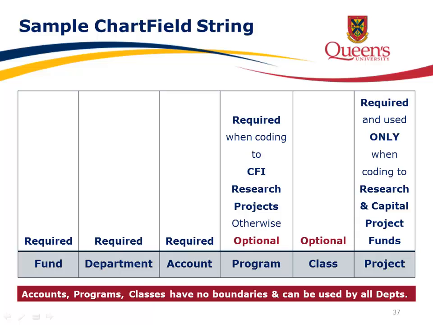In this case, the ChartField string must include the valid fund, department, account, and project ID at the very least. The program ID is an optional ChartField, except when coding a transaction applicable to a CFI research project, in which case the program ID is a required ChartField. The ChartField string for CFI project activity must always include the valid fund, department, account, project, and program ID at the very least. The class ID is an optional ChartField.